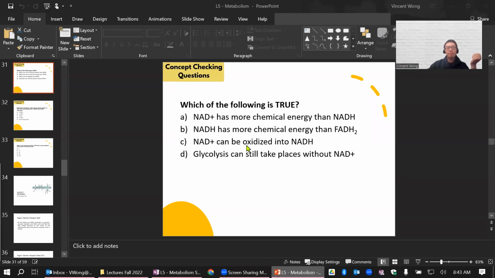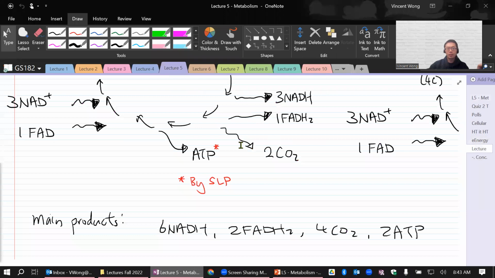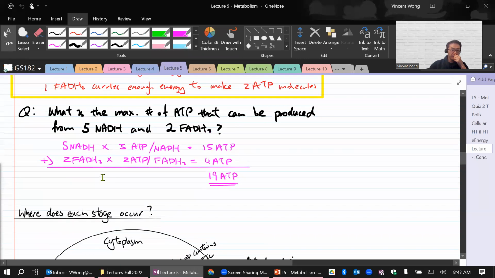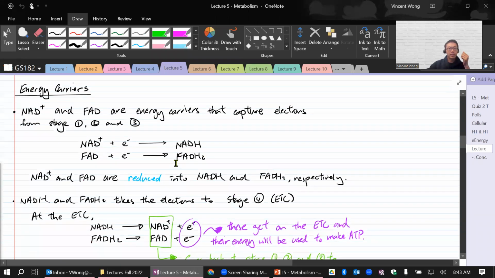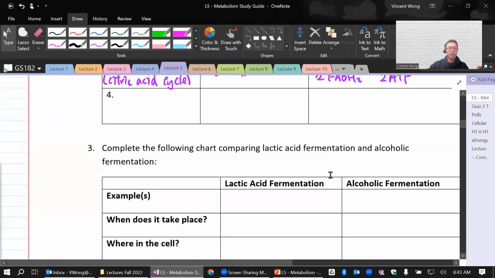C, NAD plus can be oxidized into NADH. In order to convert NAD plus into NADH, you need to reduce it, right? We wrote it down last time. Let me just find the notes right here. You just go back to the notes we took last time. NAD plus and FAD are reduced into NADH and FADH2. They are reduced because they're picking up electrons, right? So it's important to go through your notes and see what's in it.